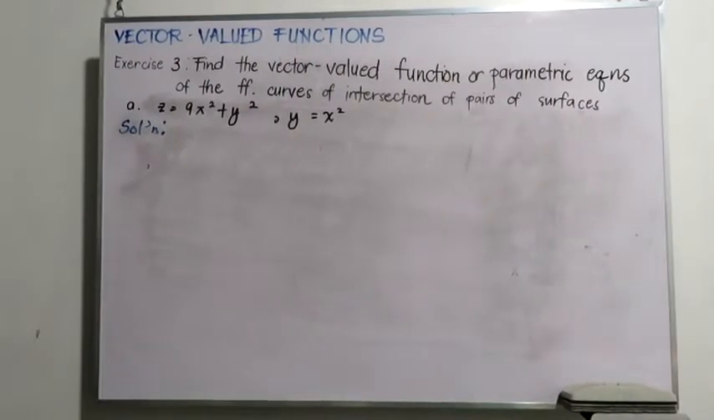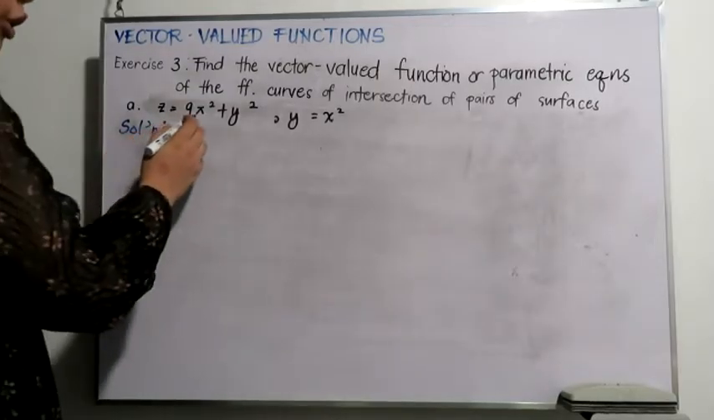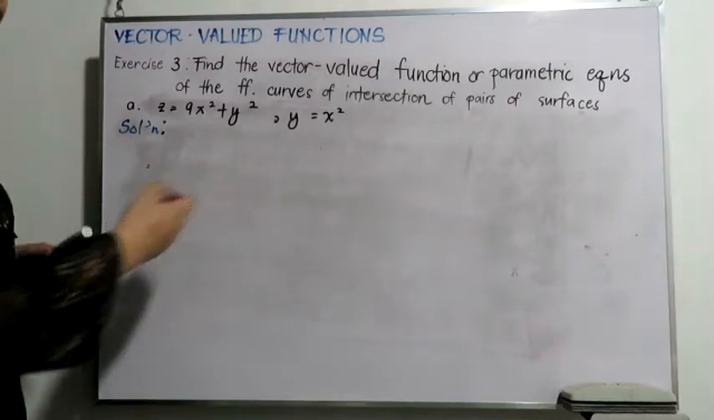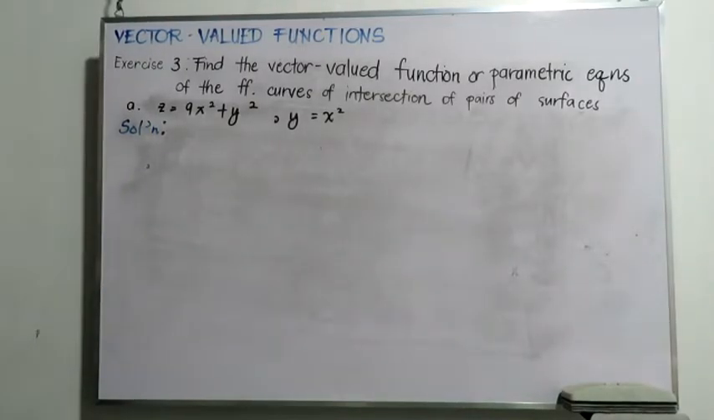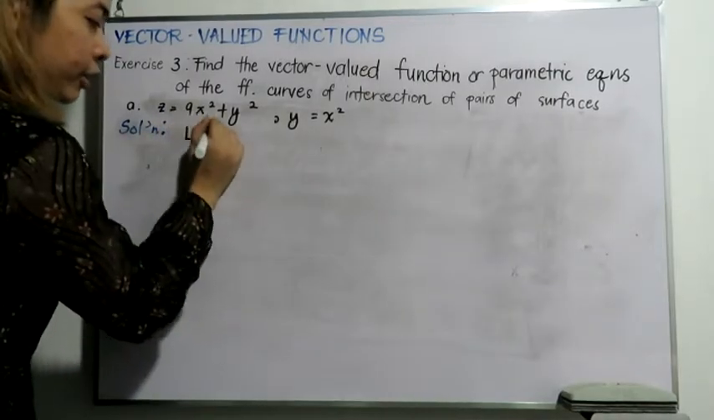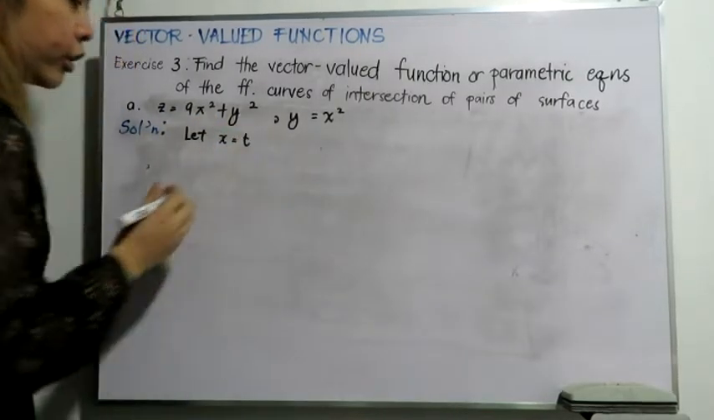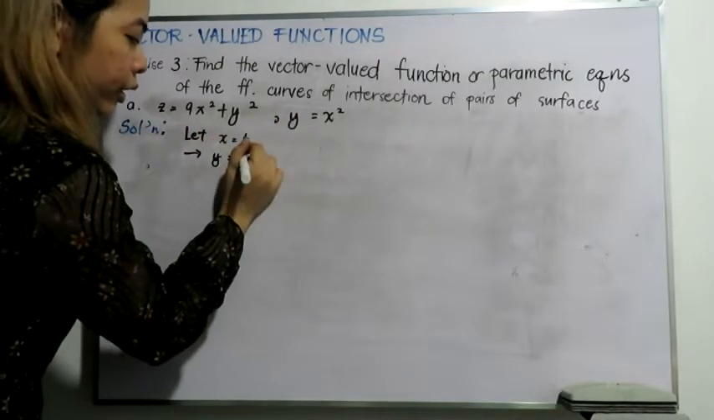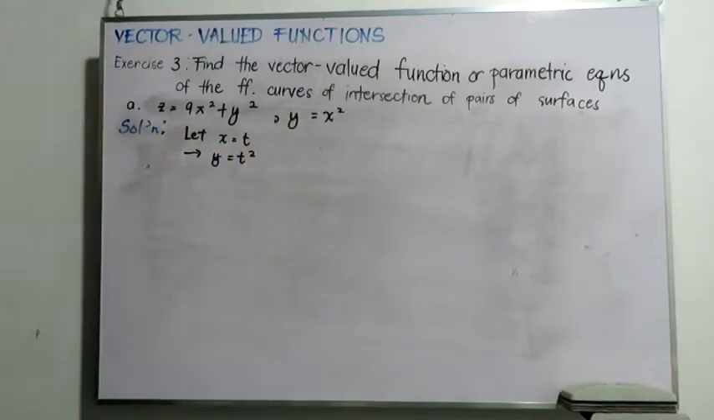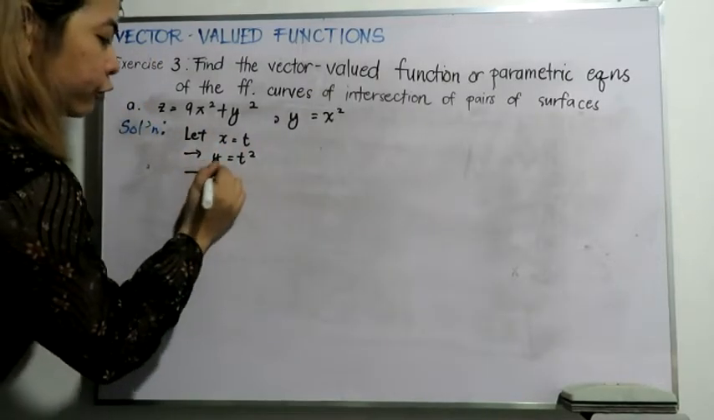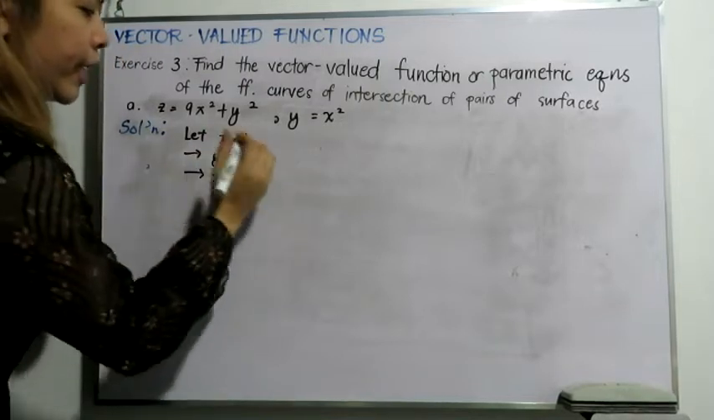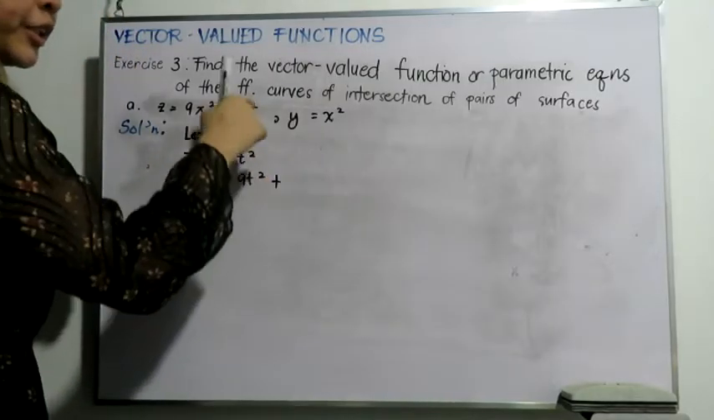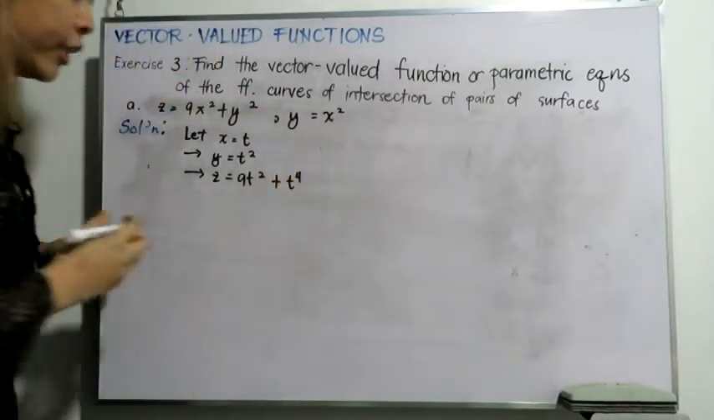Now going back, note that both equations contain the variable x. Moreover, our second equation is written in terms of x. Thus, if we let x be our parameter t, from the second equation, we obtain y equals t squared. And from the first equation, we can solve for z to be equal to 9t squared plus t squared squared, which is t to the fourth.